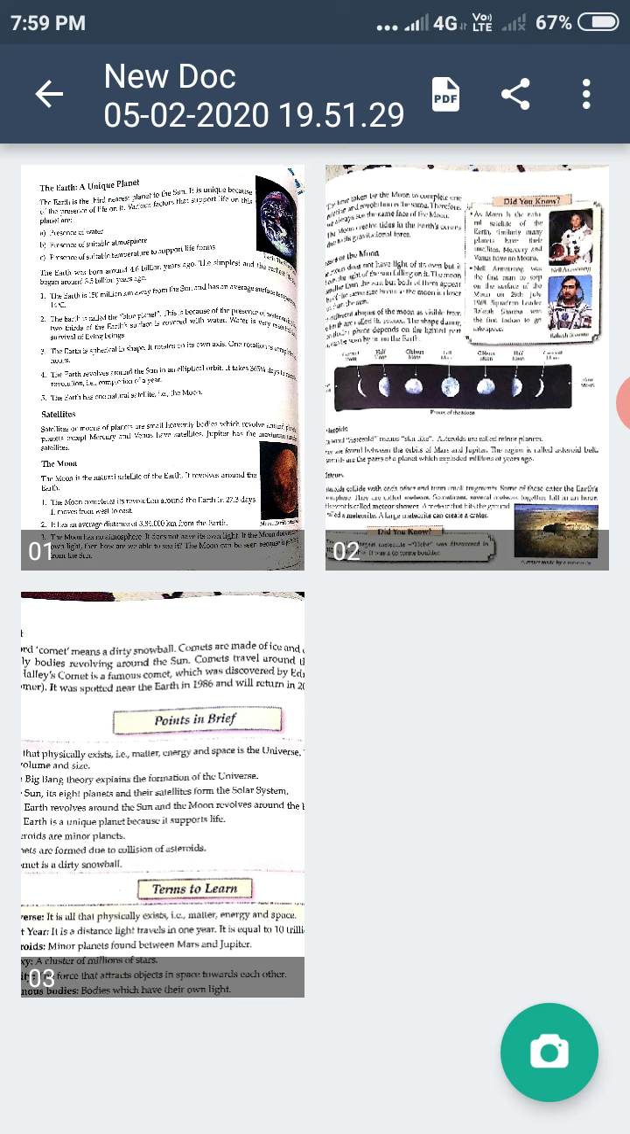Now, students, when we watch the night sky, we can see the different shapes of the moon. Sometimes it's a small arc, and slowly, day by day, it keeps on increasing, and one day it becomes a full moon day. So these are called the phases of the moon.